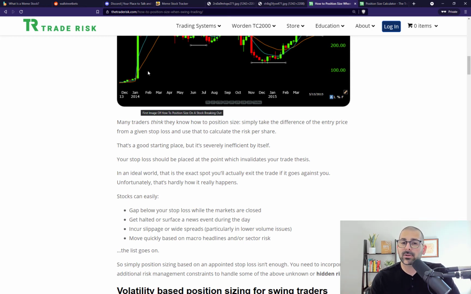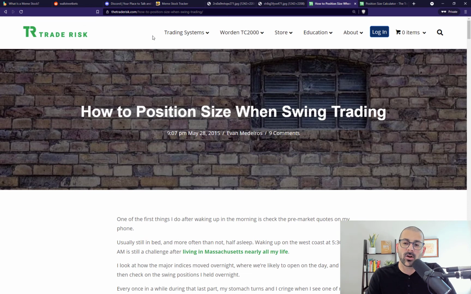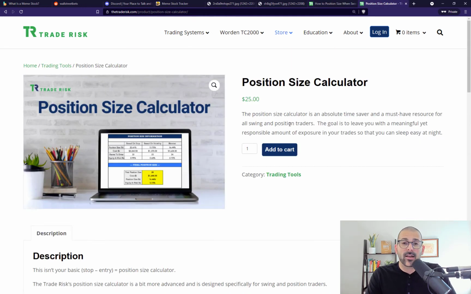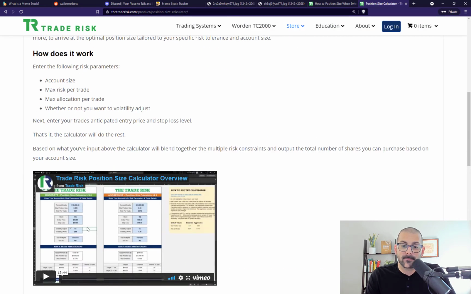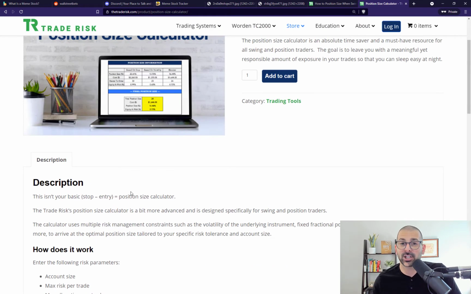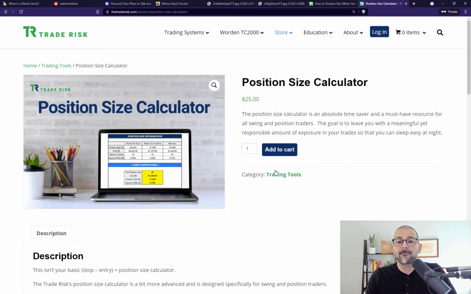And then think about your position size in the trade. I don't want to go into all of the details around position sizing. You can read this article. You can also take a look at our position size calculator on our website. It's $25. Probably the best $25 you can spend, because you can easily just put in your parameters here and it'll spit out how many shares you should purchase based on your risk tolerances, based on your account, all of that stuff. So it is very important.